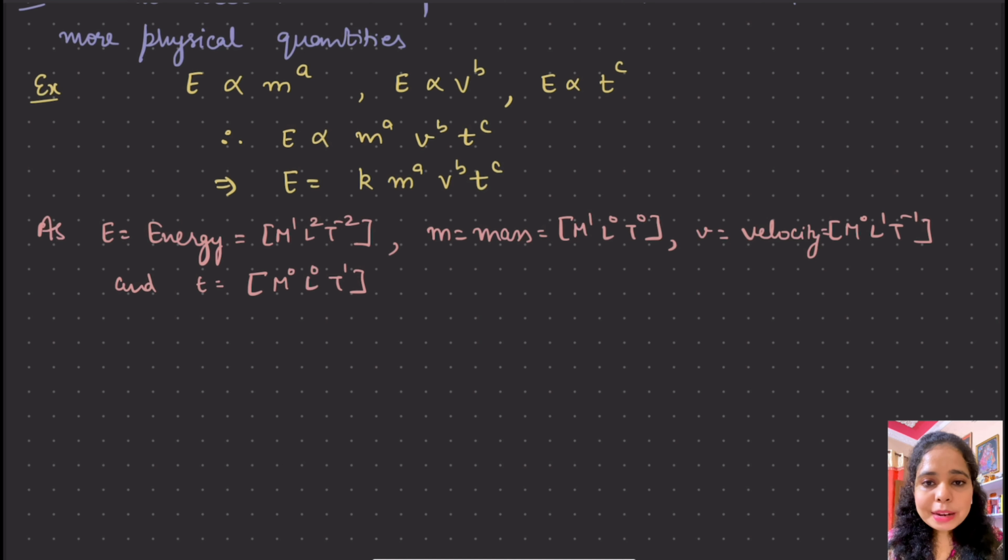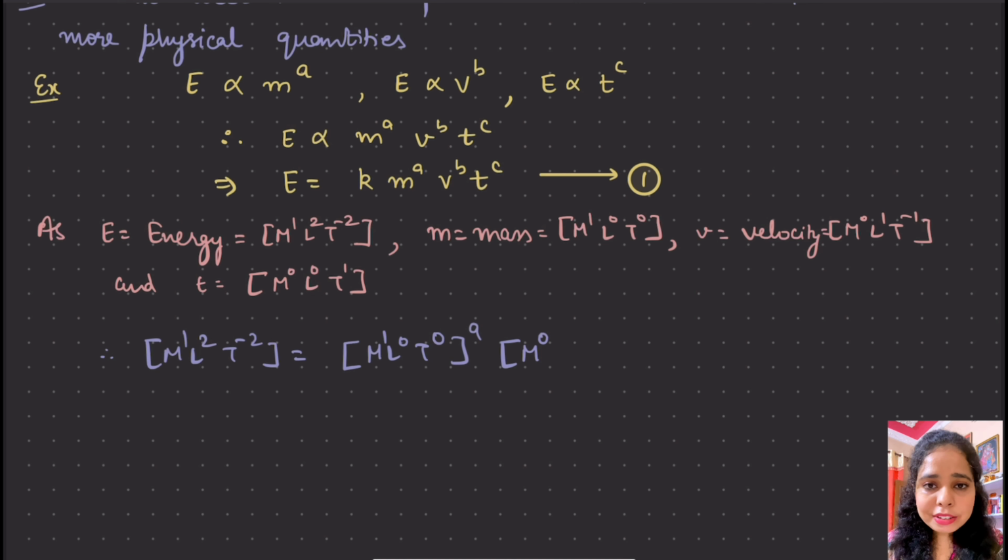We will put these dimensional formulas in equation number 1, that is, in the equation E is equal to k m raised to power a, v raised to power b, t raised to power c. So let us write the dimensions of energy, that is M1 L2 T minus 2. It is equal to, we will not write the dimensions of k because it is a constant of proportionality. It does not possess any dimensions. So we will write the dimensions of mass, that is M1 L0 T0 whole raised to power a. For velocity we will write M0 L1 T minus 1 whole raised to power b, and for time we will write M0 L0 T1 whole raised to power c.